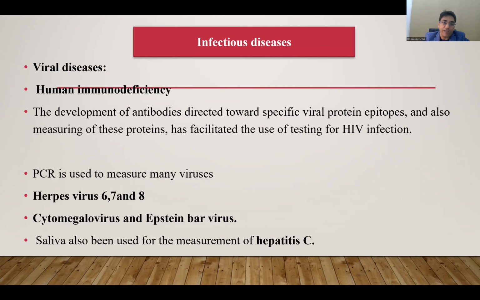Now come to the infectious diseases. In virus diseases, in HIV, there is development of autoantibodies directed towards specific viral epitopes. And also measuring of these proteins has facilitated the use of testing for HIV infection. PCR is used to measure many viruses: the herpes virus, cytomegalovirus, Epstein-Barr virus, hepatitis C virus, and also COVID-19 virus.